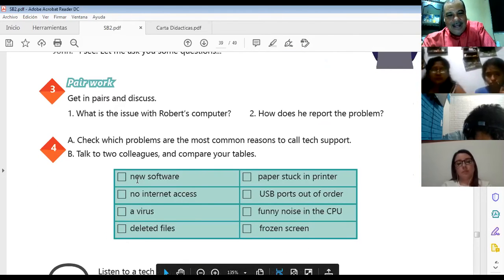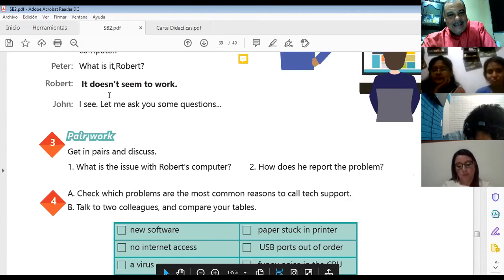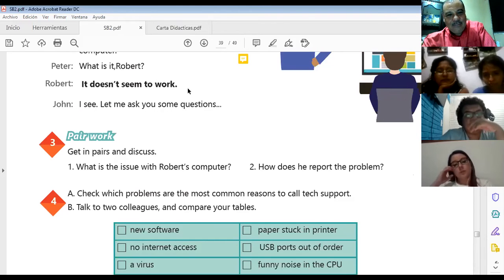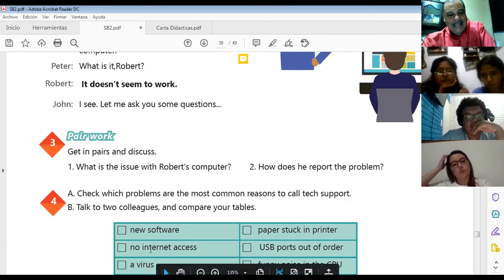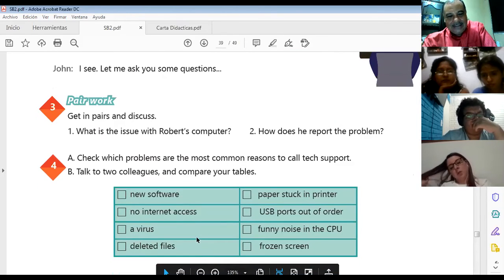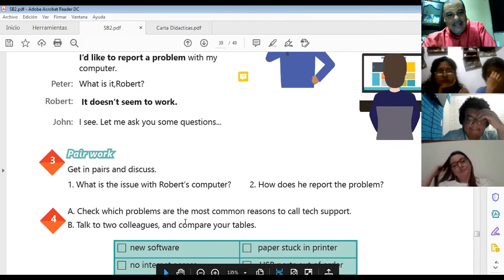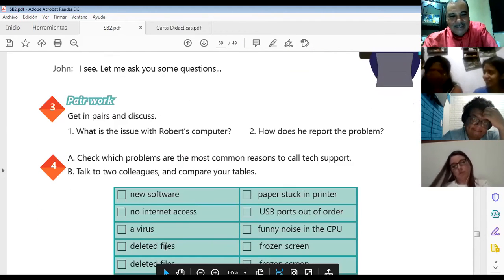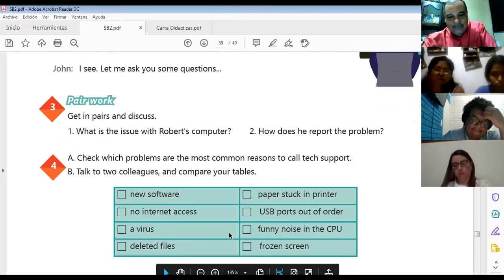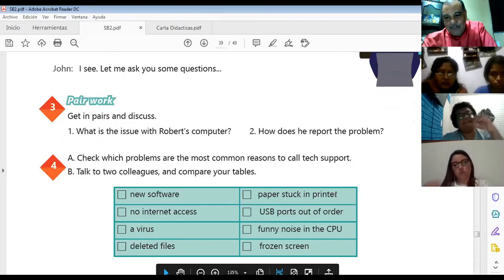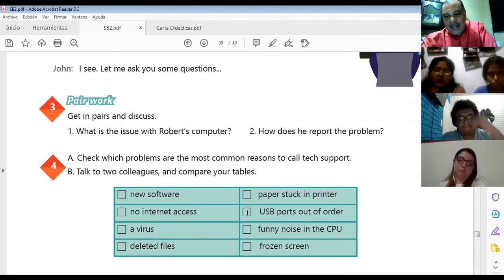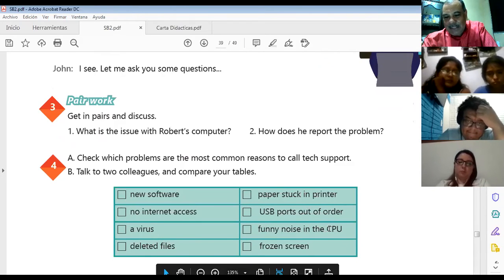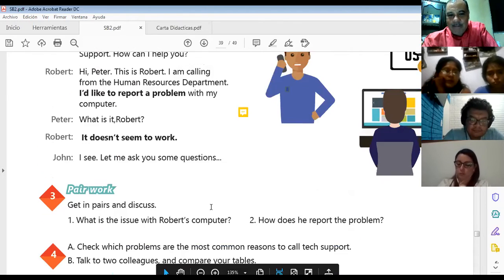The new software doesn't seem to work. I don't have internet access. I have a virus. Fíjese bien, it seems I have deleted files. I have paper stuck in the printer. I have USB ports out of order. There is a funny noise in the CPU. The screen is frozen, or I have a frozen screen. Is that clear?